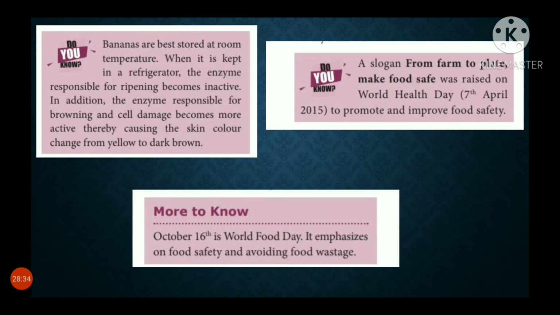Next, do you know? There are a few interesting facts in your book. First one is, do you know bananas are best stored at room temperature? When kept in a refrigerator, the enzyme responsible for ripening becomes inactive. In addition, the enzyme responsible for browning and cell damage becomes more active, thereby causing the skin color to change from yellow to dark brown.